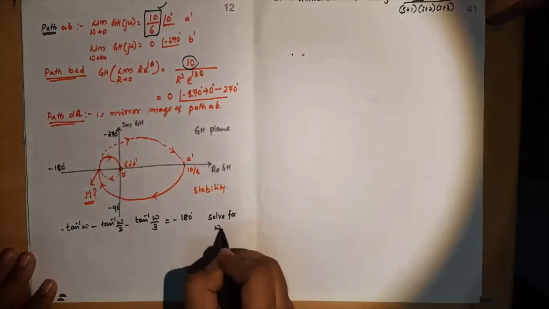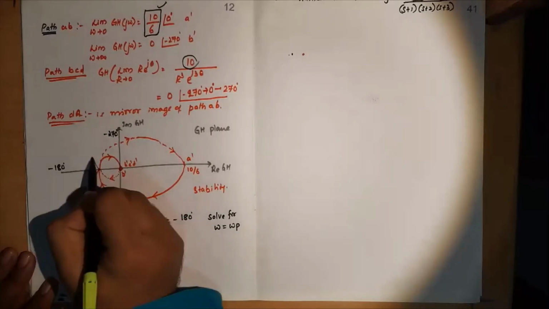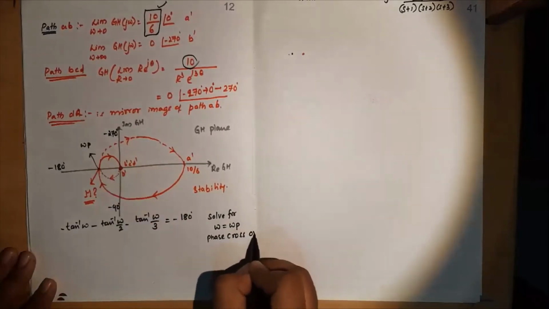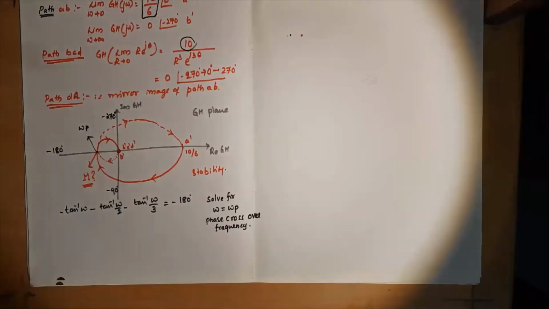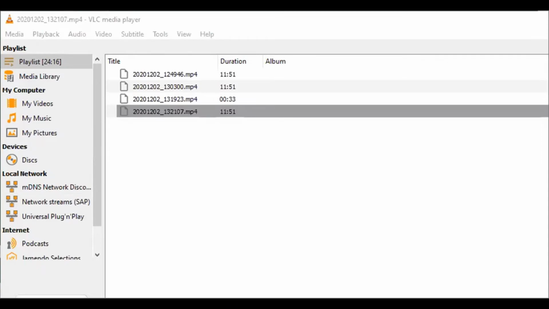solve for omega. I will call this particular omega as omega p, which means phase crossover frequency. Whenever it cuts the minus 180 degree line, in control system terminology, we call it the phase crossover frequency. So find that phase crossover frequency.